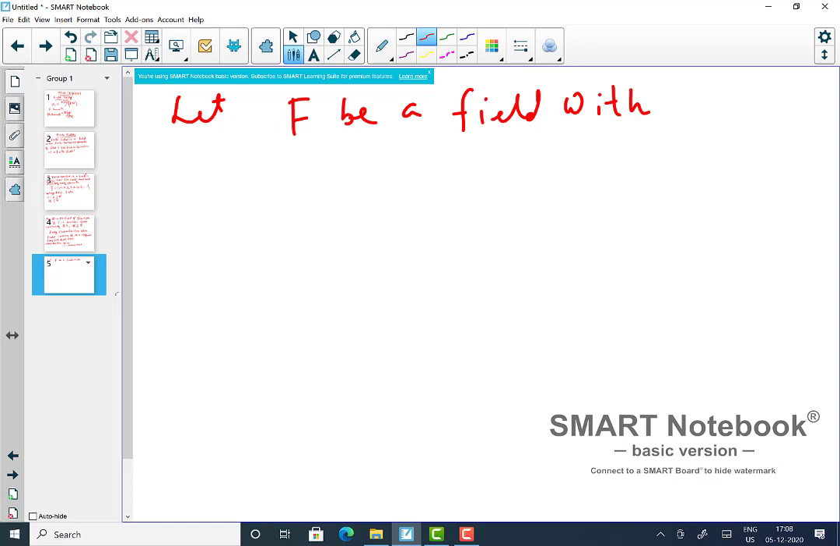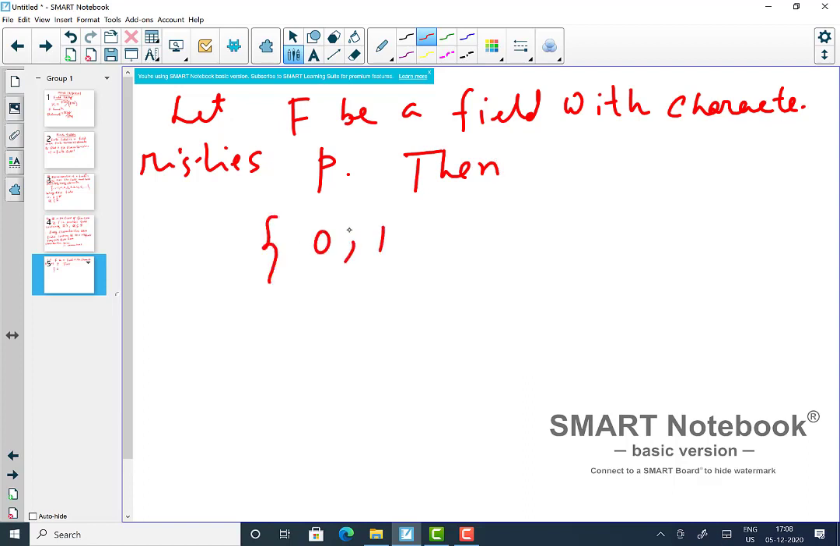So let F be a field with characteristic, say, P. Then what happens? Then you can obviously start with 0, 1, they are sitting inside the field F, and hence 2, 3, right? Till p minus 1, right? Because once you have reached p minus 1 and you add one more, it becomes p, that is 0, because p is a factor, right? So this set is a subset of F.